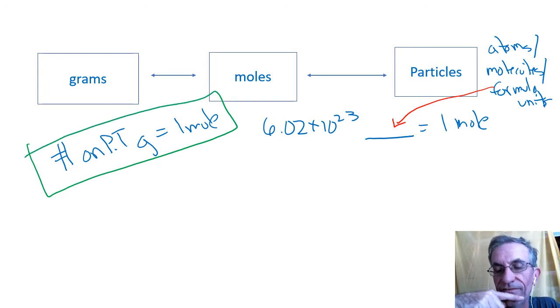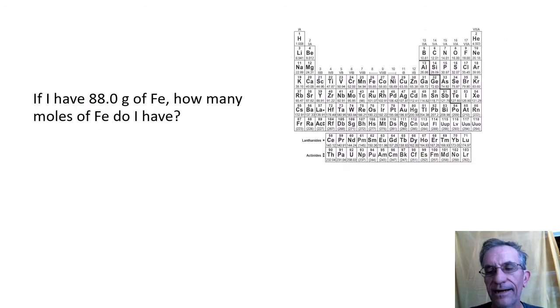You use the weight off the periodic table. All right, so we're going to do a couple where we're trying to get between grams and moles, or maybe the other way around. So let's see how you can do that. In this one, if I have 88 grams of iron, how many moles of iron do I have?